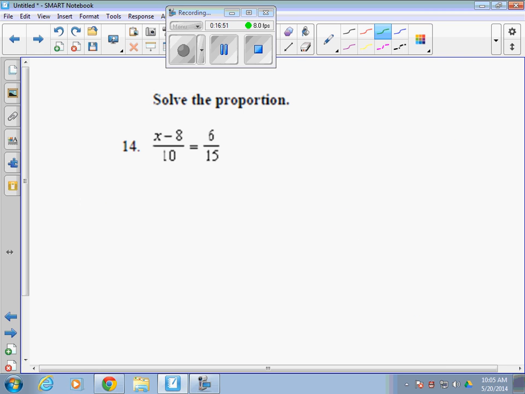Number 14 tells you to solve the proportion. Cross multiply. 10 times 6 is 60. Equals 15 times x minus 8. You have to make sure to distribute the 15 to both terms at the top. 15 times x is 15x. 15 times negative 8 is going to be a negative. We know 5 times 8 is 40. So carry your 4. 8 and 1 is 8 plus 4 is 120.